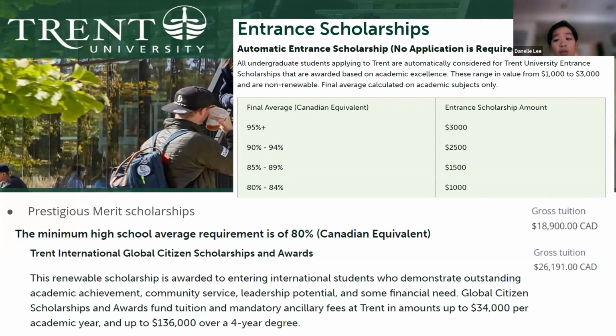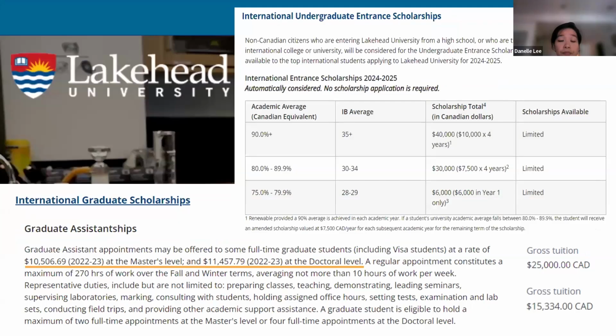And their tuition fee is only costing you 26,000, which means that if you get the highest amount, you will be having some extra money for your living costs as well. And also plus the entrance scholarship that they're given to you. If you got 80 to 85% of your high school results, then you will get 1,000 to 1,500, okay, which is much more affordable as well.